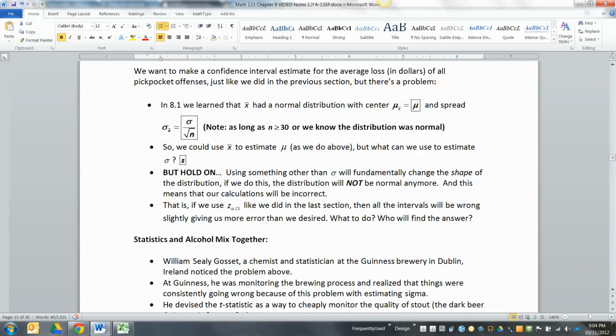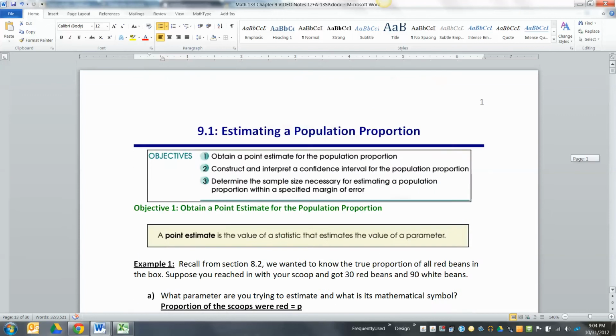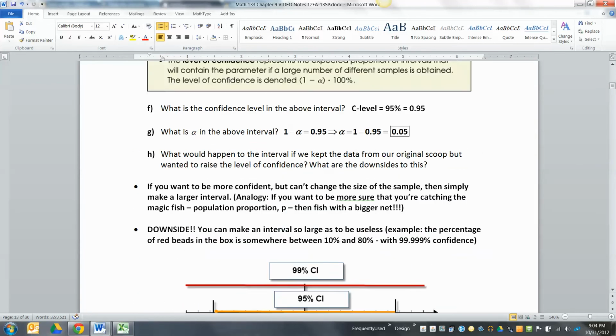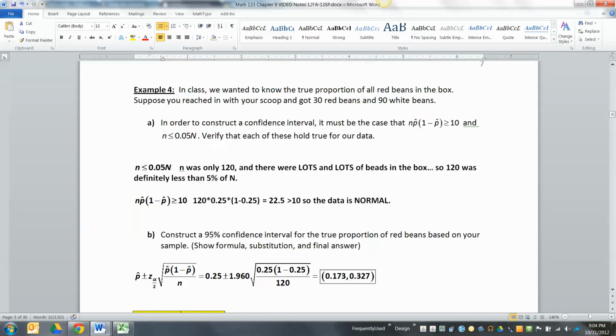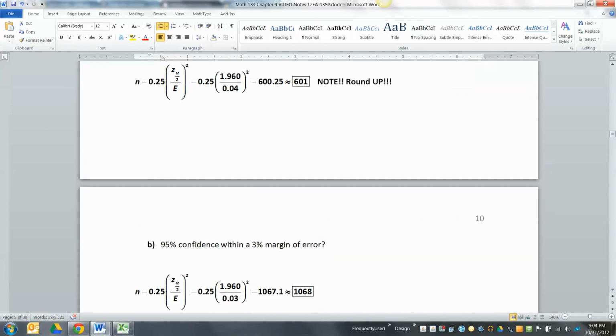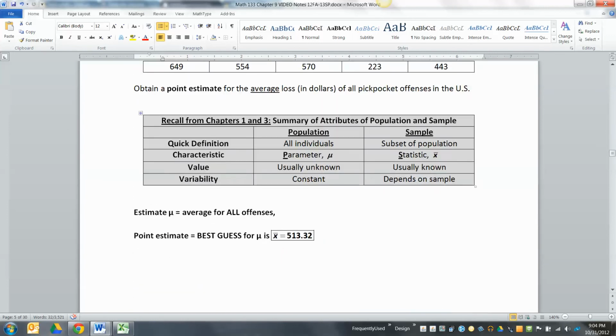We don't have sigma. Now, we don't have mu either, but I can use x bar to estimate mu, no problem. But I can't use sigma. And if I can't use sigma, then I'm in trouble because I don't have the normal distribution anymore. I will fundamentally change the shape of the distribution I'm using. Because the normal distribution, that z distribution, is why we're able to get away with z up in these intervals, for this formula right here. Do you see that? See the z right there? That's the standard normal distribution. But you only get that if you know sigma. Now, we knew sigma for the proportions, but we don't know sigma down here for the means. We are in trouble.